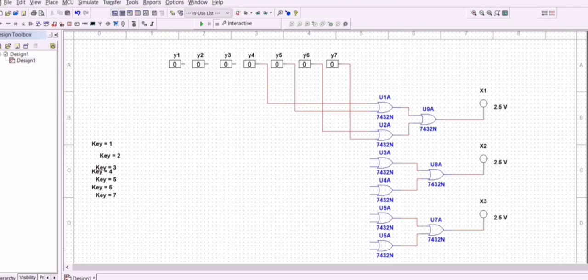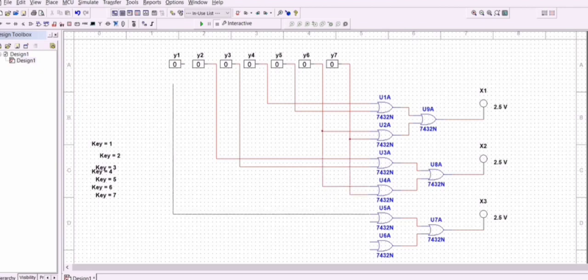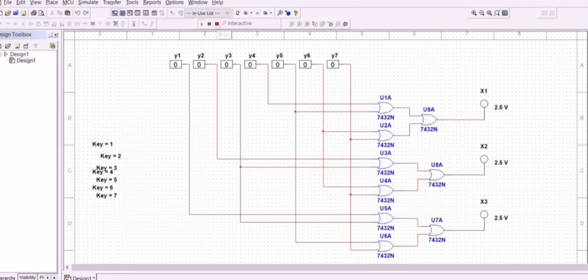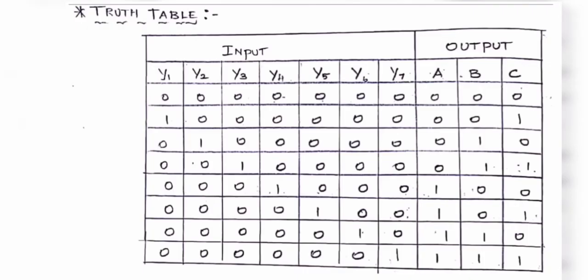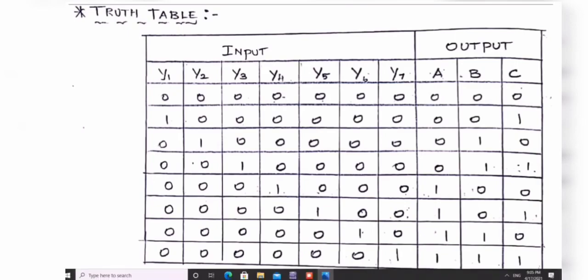So in the circuit we need 3 OR gates. Let's see how the connections are given. And that's all. Now let's check how it works. This is the truth table. Only one line will be active at a time.